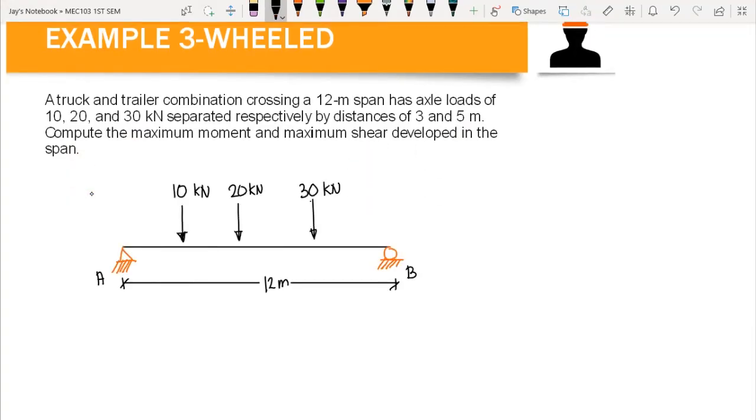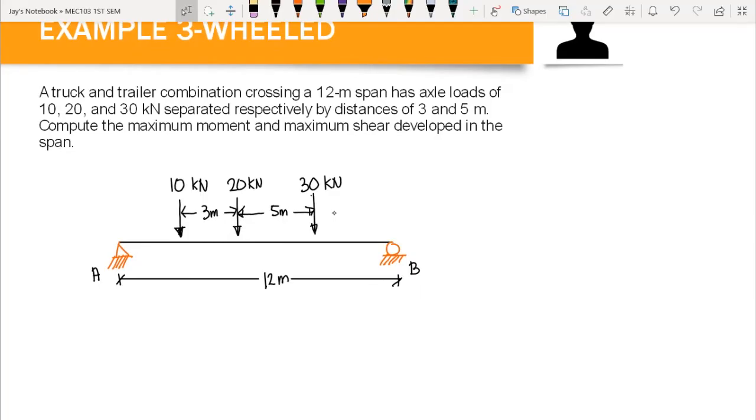So we have here a 12-meter span. Let's say that's a bridge. Then we have axle loads of 10 kilonewton, 20 kilonewton, and 30 kilonewton. And they are separated by a distance of 3 meters, or this one is 3, and 5 meters respectively. So we have 5 meters here. Okay? So we compute for the resultant.